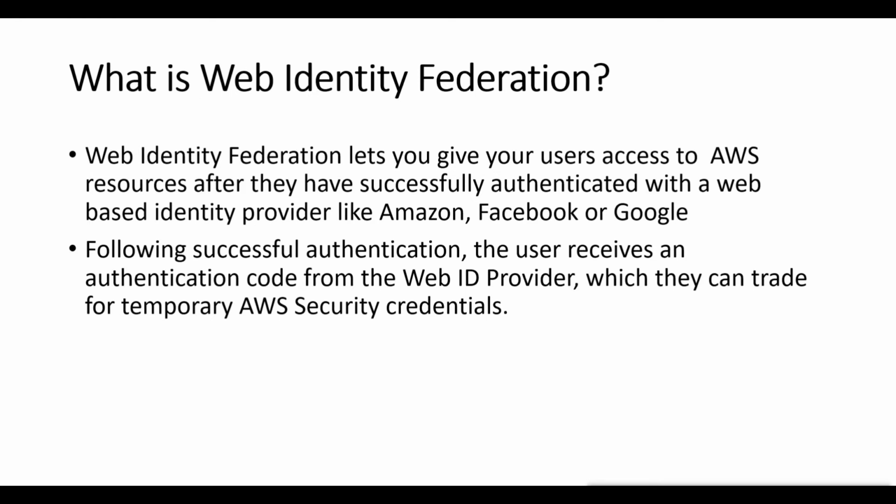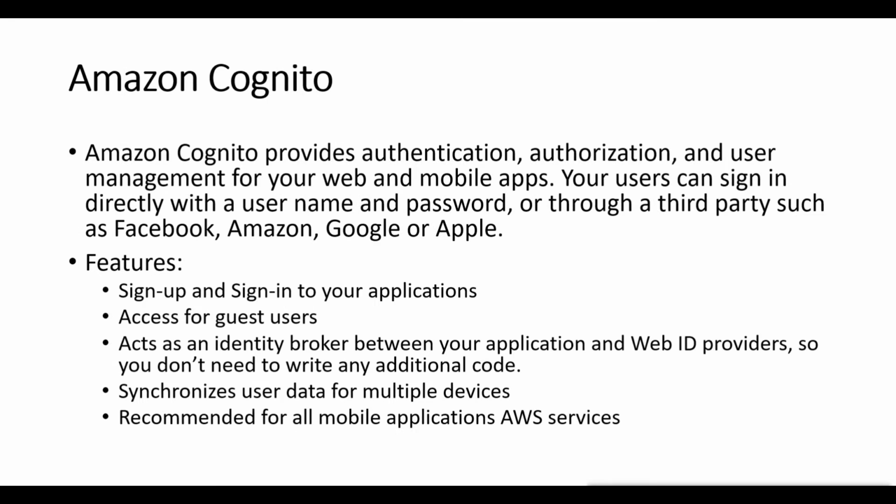Web Identity Federation lets you give your users access to AWS resources after they have successfully authenticated with a web identity provider, like you can say Amazon, Facebook, or Google. Following successful authentication, the user receives an authentication code from the web ID provider, which they can trade for temporary AWS security credentials. So Web Identity Federation is when you try to sign in to a website using your Facebook or Google or Amazon credentials. So what is Amazon Cognito?